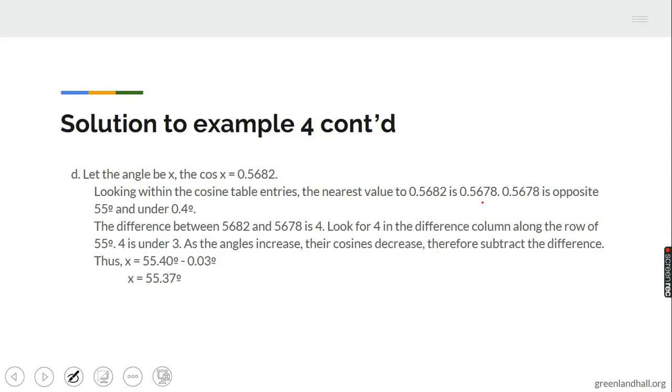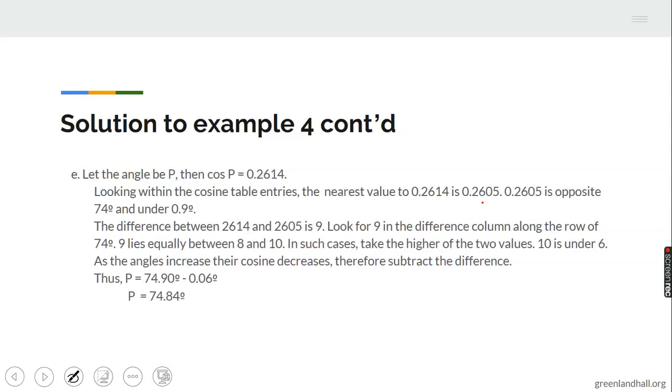Once you see it, 55 under 4 means 55 plus 0.4. Now, under the difference column, it is 0.03. Okay? Hope you're not confused. So, that is just the difference between the sine and the cosine. The sine you add, but the cosine you subtract.